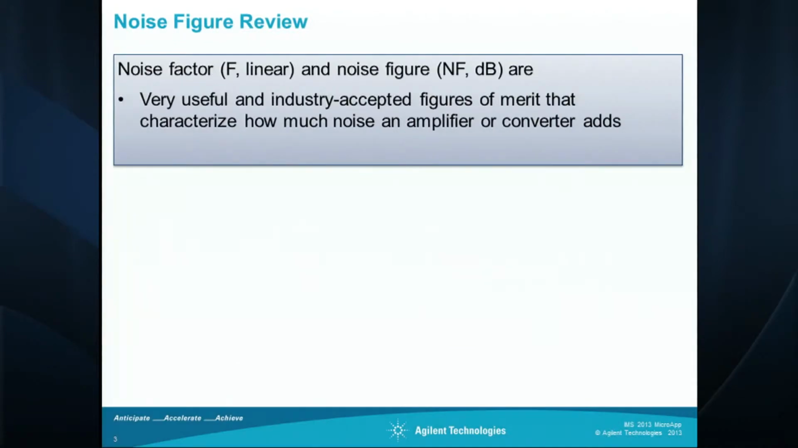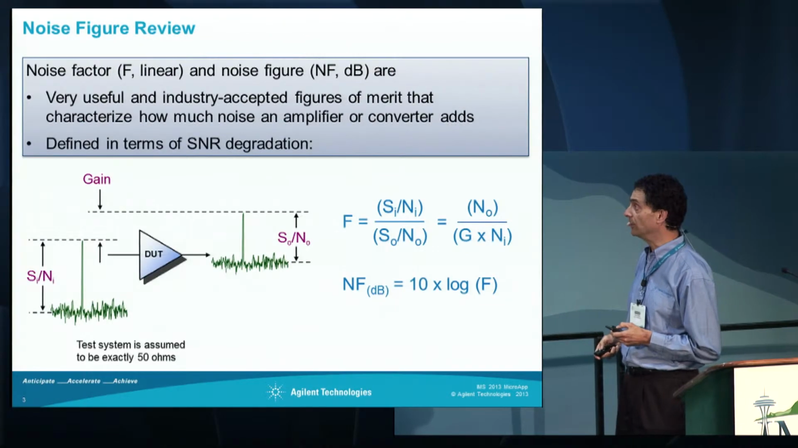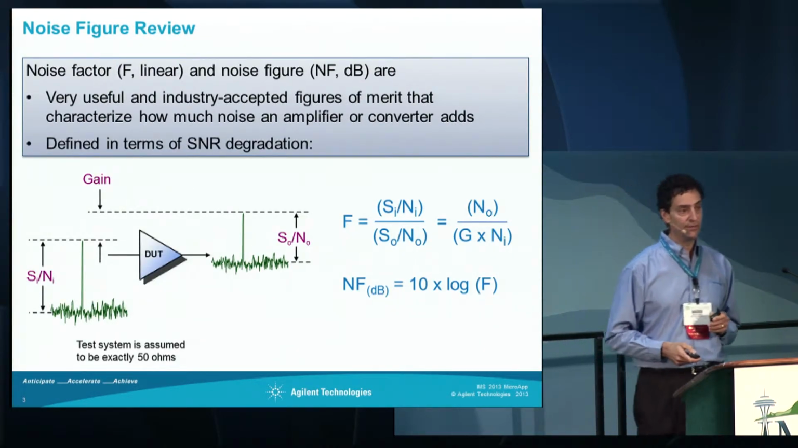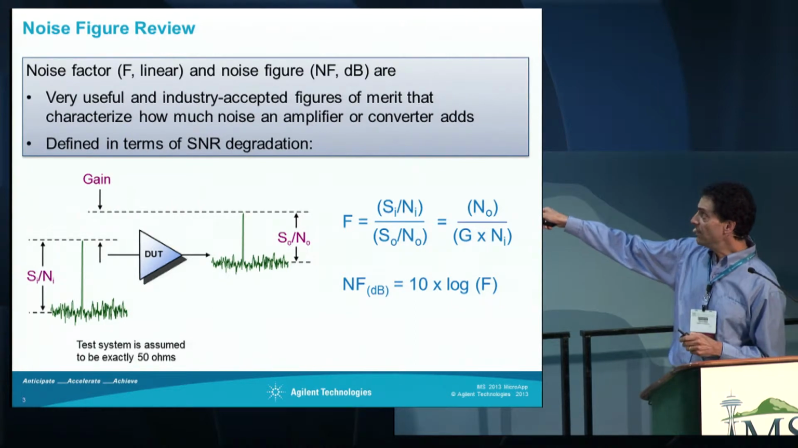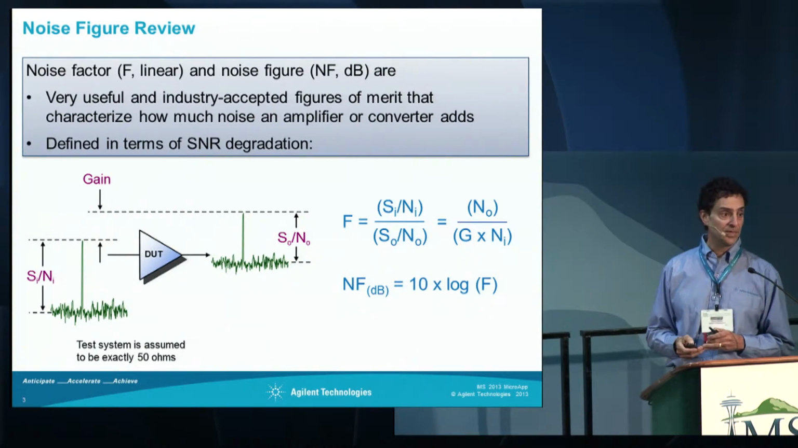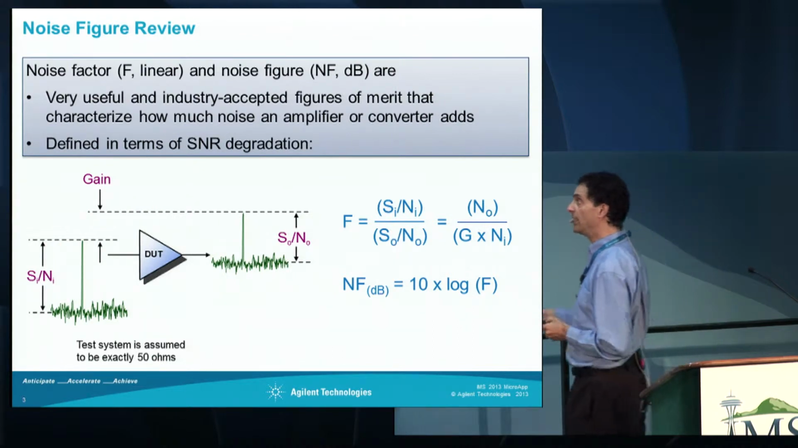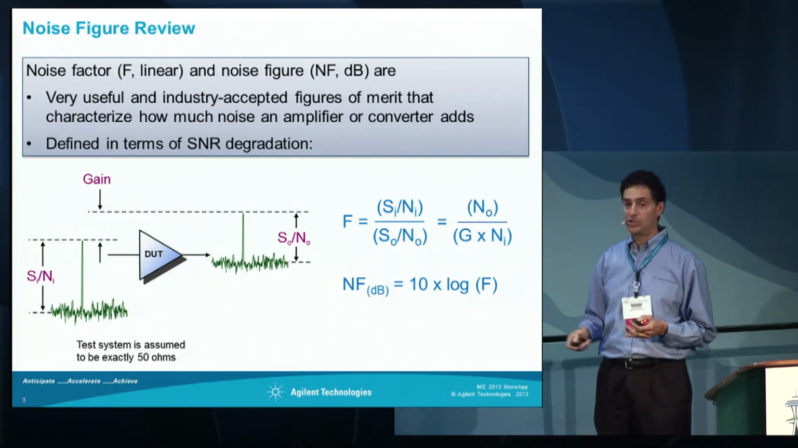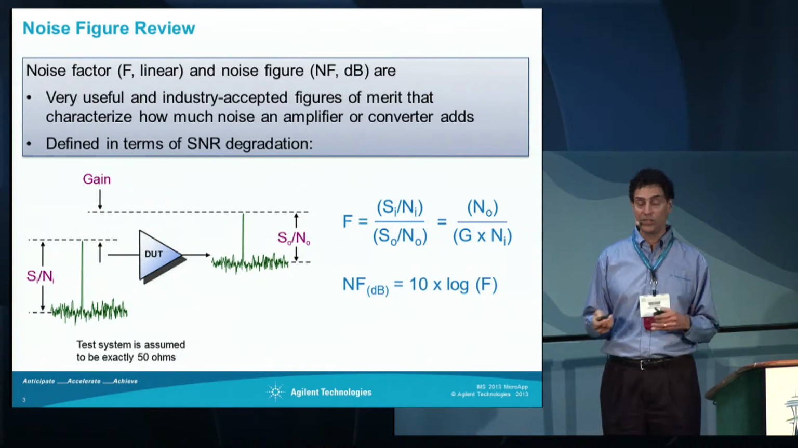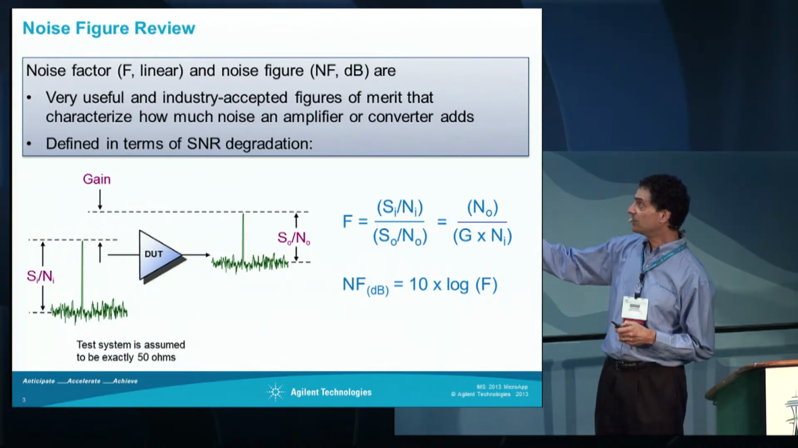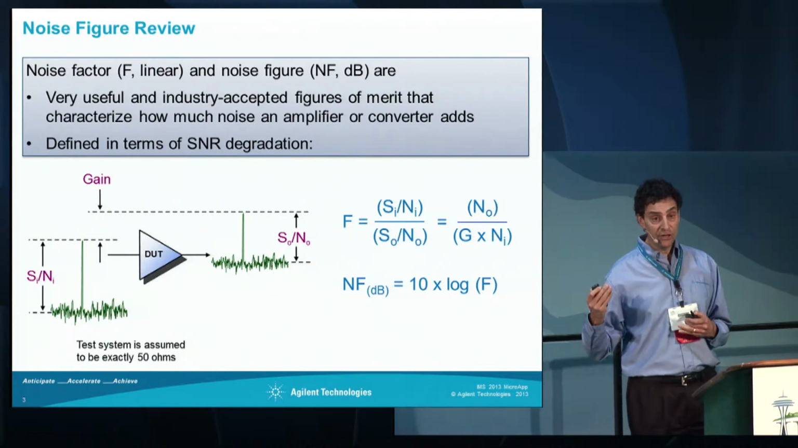So noise figure, hopefully all of you are aware of this. It's a really useful figure of merit, and it's an industry-wide standard, and it simply characterizes how much noise any active device adds. It can be an amplifier or it can be a frequency converter. It's a very nice, intuitive figure of merit because it's defined just in terms of signal to noise ratios. So if your amplifier or converter is adding noise, the output signal to noise ratio is less than the input signal to noise ratio, which means the noise factor is greater than 1 or the noise figure is greater than 0.